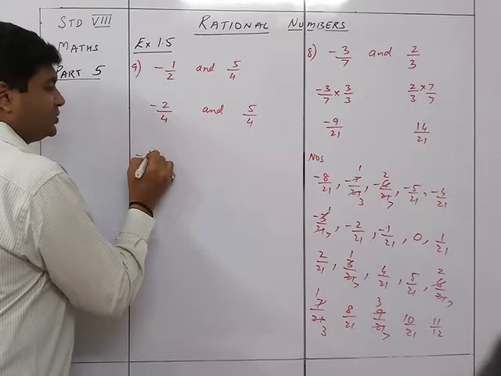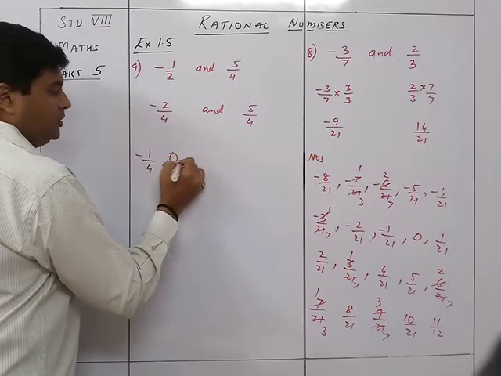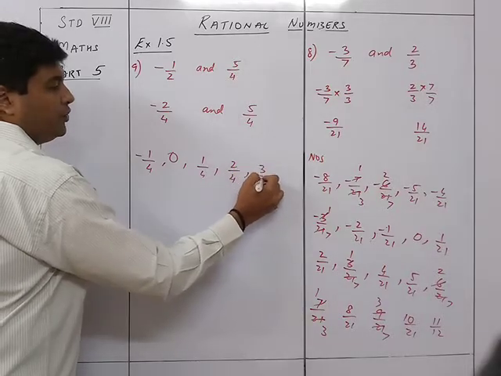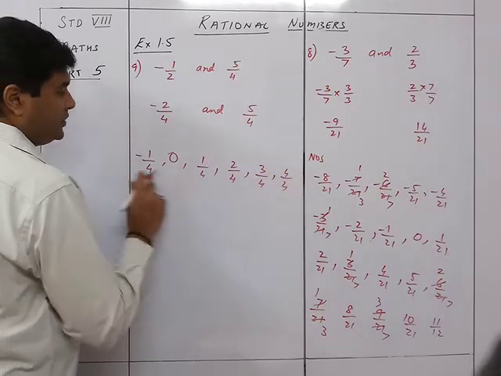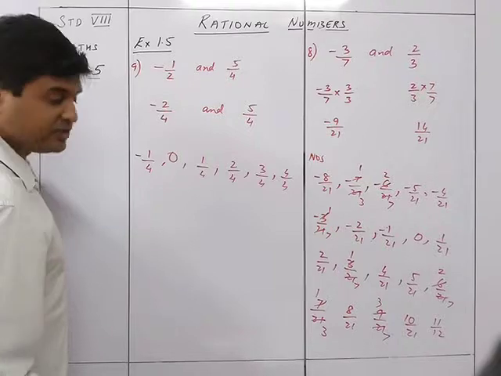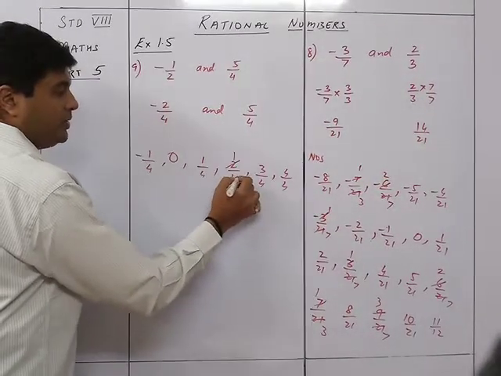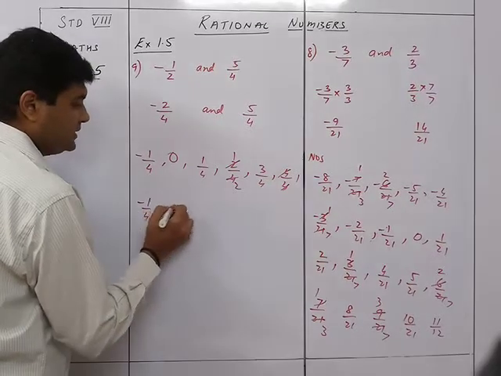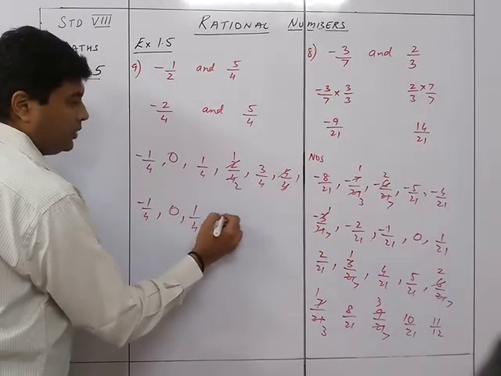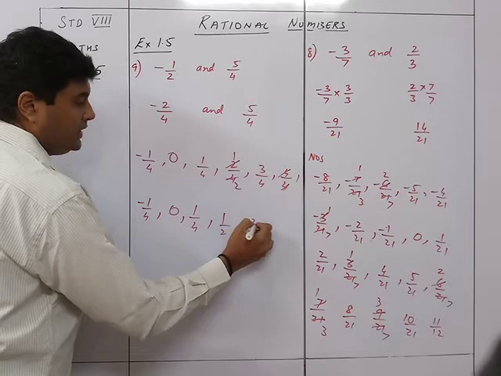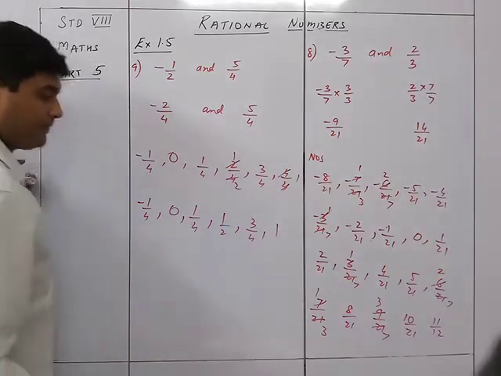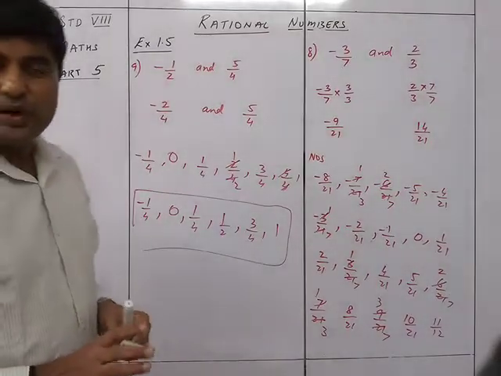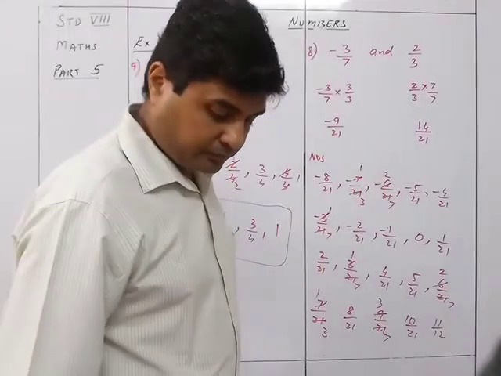So the numbers are minus 1 upon 4, 0, 1 upon 4, 2 upon 4, 3 upon 4, and 4 upon 4. So these are the 1, 2, 3, 4, 5, 6 numbers. They had asked you 6 numbers. So it will be 1 upon 2 and this will be 1. So this will be minus 1 upon 4, 0, 1 upon 4, 1 upon 2, 3 upon 4, and 1. Okay, these are the 6 numbers which are between minus 1 upon 2 and 5 upon 4.